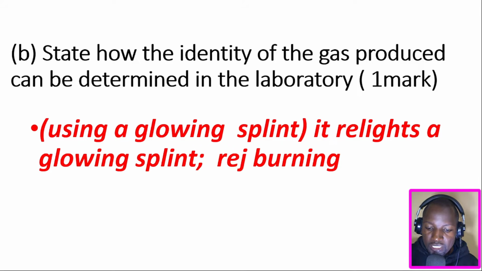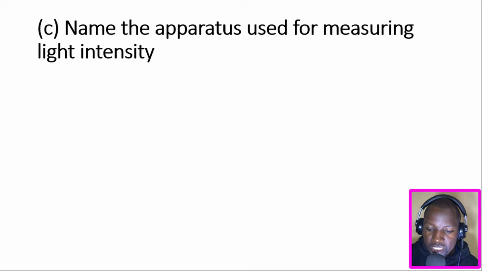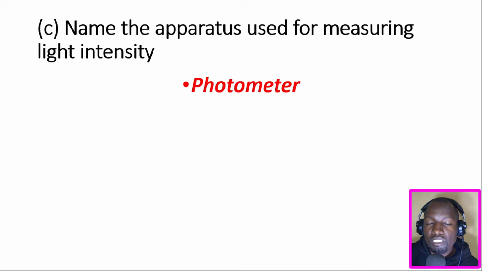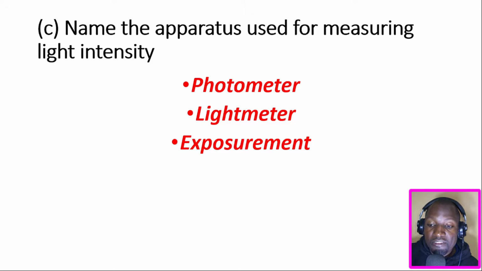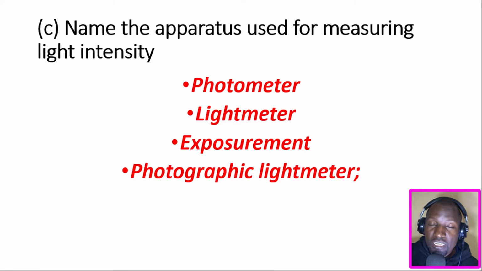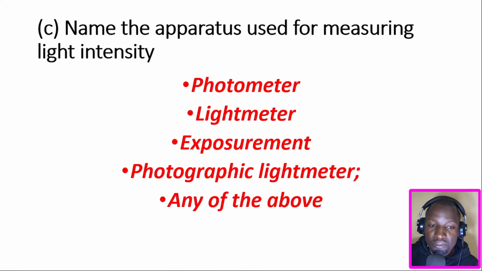Now, the other question is: name the apparatus used for measuring light intensity. The apparatus used in measuring light intensity has been given many names. You can use a photometer, a lightimeter, an exposure meter, or a photographic lightimeter. Any of those is correct.